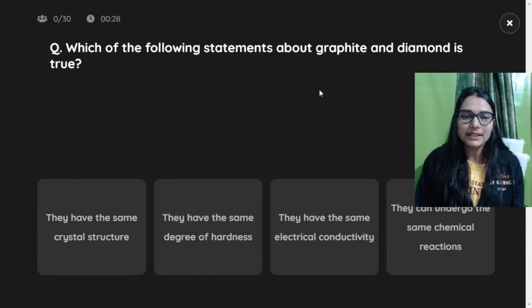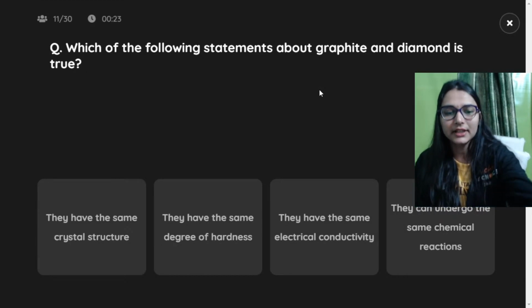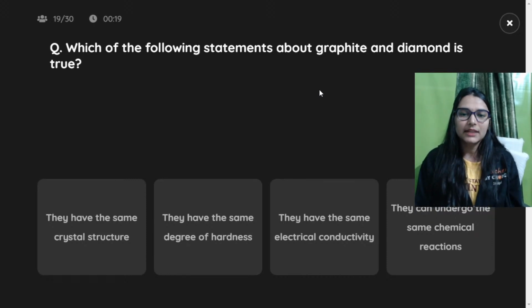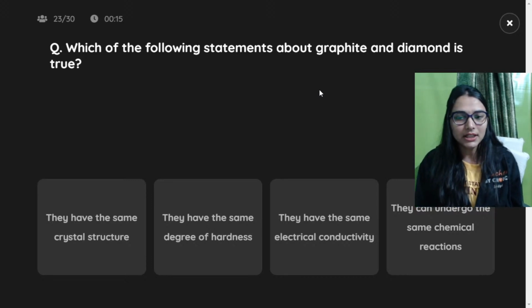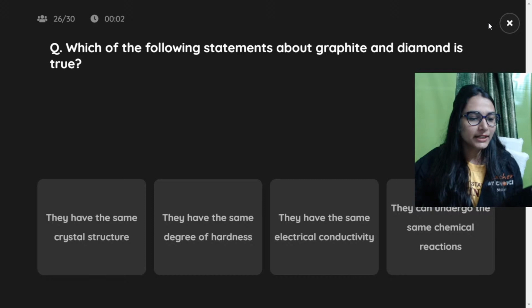Which of the following statements about graphite and diamond is true? Read it. They have the same crystal structure, they have the same degree of hardness, they have the same electrical conductivity, they can undergo the same chemical reactions. Correct about graphite and diamond, which are the allotropes. They both are made up of carbon atoms only. So what is the answer?